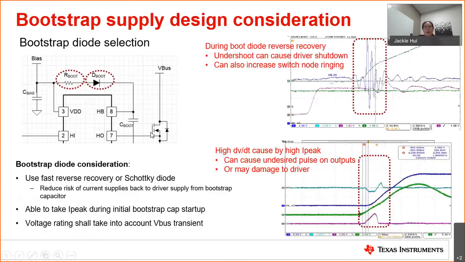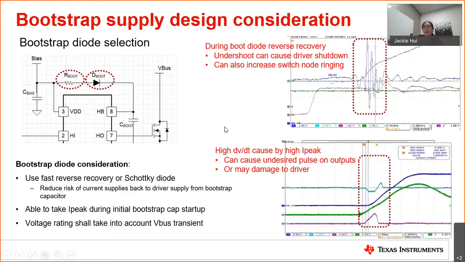Okay. Moving to the next component. The next component is the bootstrap diode. So this diode is in place for the purpose of blocking the current going back to VDD when the boot cap is discharged, meaning when the high side is turning on. And for that, we recommend using a fast reverse recovery diode.